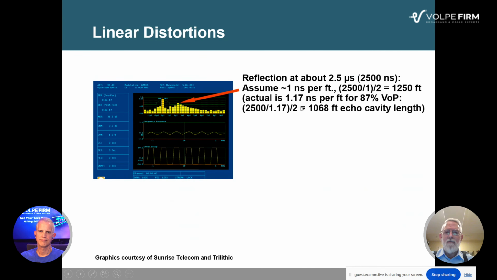So you can do just some top-of-mind guesstimates on the length of the echo cavity just by assuming a nanosecond per foot for the time it takes RF to go through a piece of coax. So you take the 2,500 nanoseconds, divided by 1, that is 1 nanosecond per foot, then divide that by 2, and you get 1,250 feet. Ballpark, real rough ballpark.